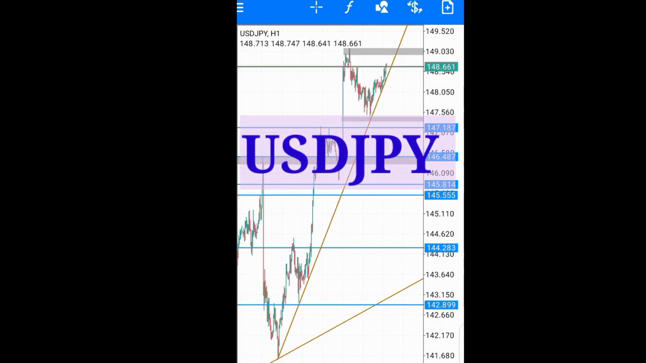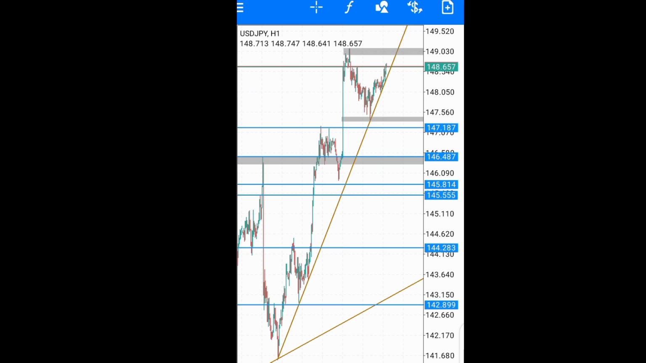Here is USDJPY 1 hour time frame analysis. So we see price approaching this key level. Seeing the momentum in the market, I expect price to find resistance at this level or maybe a little sweep above that level, and then price should drop below this rising trend line.